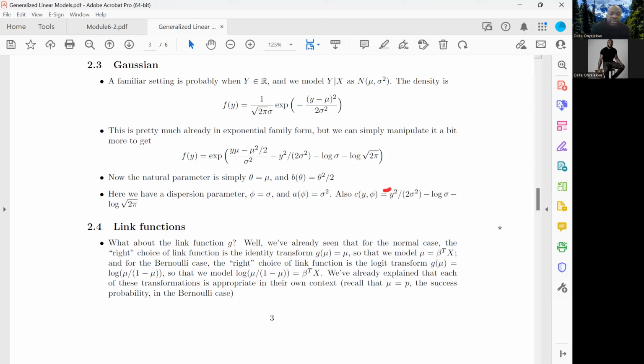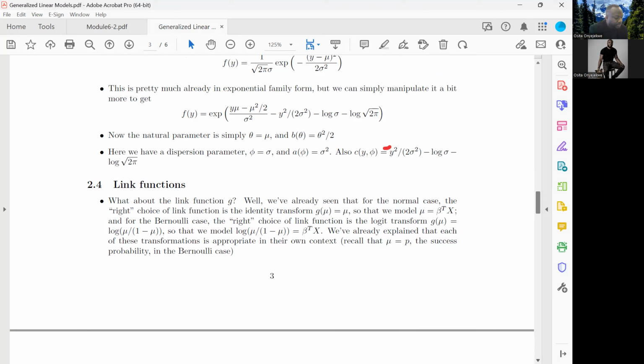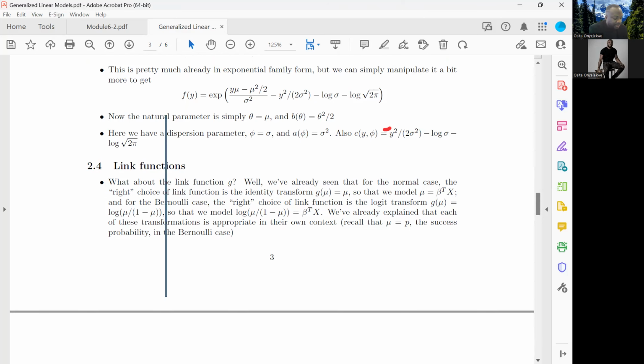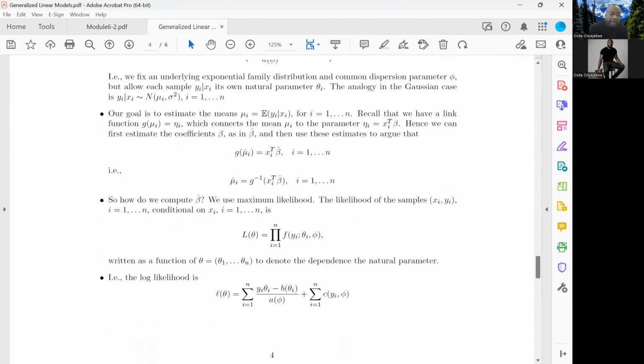And for the Bernoulli case, the right choice of the link function is the logit transformation. G of mu is equal to log of mu over 1 minus mu, so that we model log of mu over 1 minus mu as the value of beta transpose x. We've already explained that each of these transformations is appropriate in their own context. Recall that mu is equal to p, which is in reference to the success probability in the Bernoulli case. So with that being said, one may ask, what about the Poisson case?